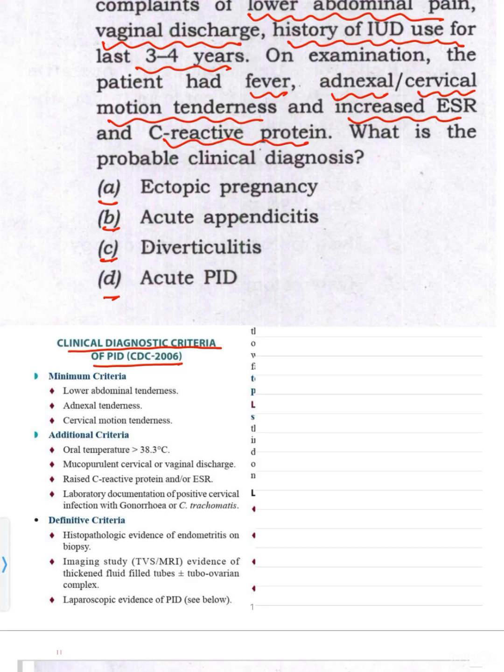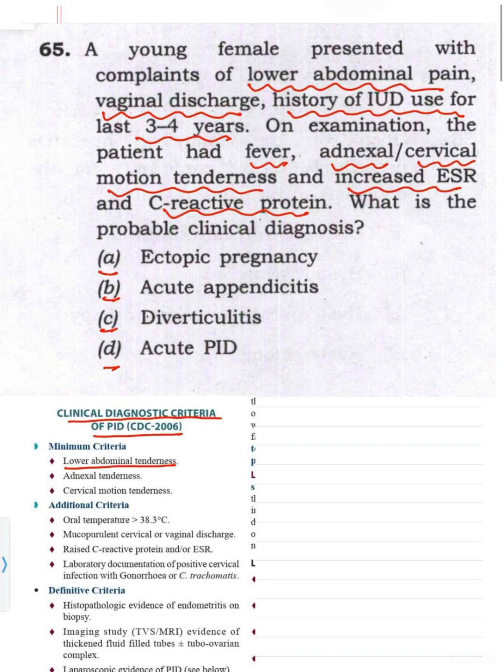So what should be the minimum criteria? At least these should be present. The first is lower abdominal tenderness. Is it present in this patient? Yes, lower abdominal pain is present. Second, there should be adnexal tenderness. Is it present here? Yes, adnexal tenderness is present here. Then you have the cervical motion tenderness. Is it present here? Yes, cervical motion tenderness is present here.